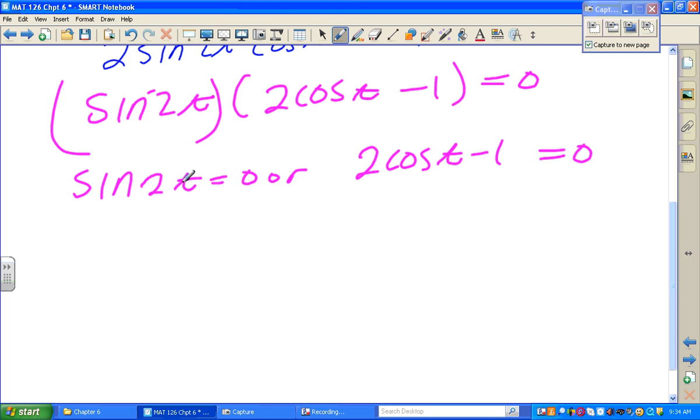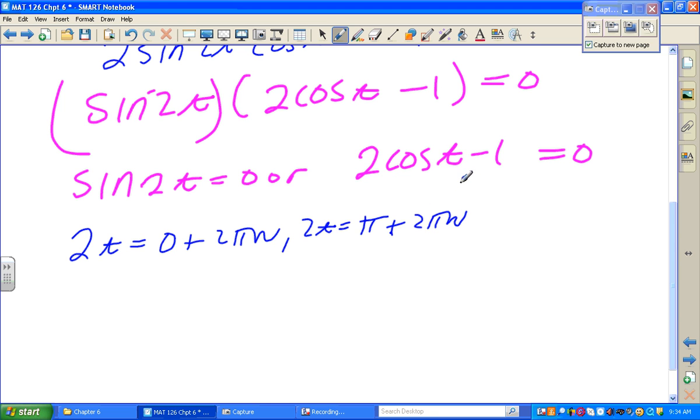And what angle makes sine equal to 0? Yeah, 0. Do you want me to use a let statement or just everybody knows how it works now? Okay, so I can have 2t equals 0 plus 2 pi n, or 2t can equal pi plus 2 pi n.